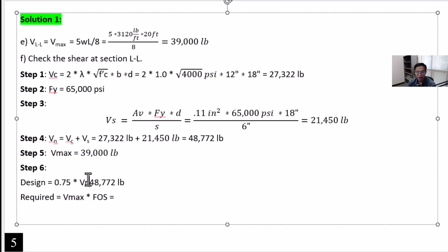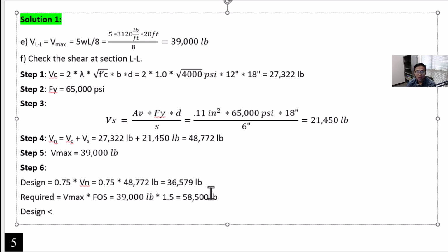Let me put Vn here. So we have this multiplied by, FOS is 1.5. So we have 0.75 multiplied by 48,772. It will equal 36,579 pound. And this one will equal 3900 multiplied by 1.5, 58,500 pound.